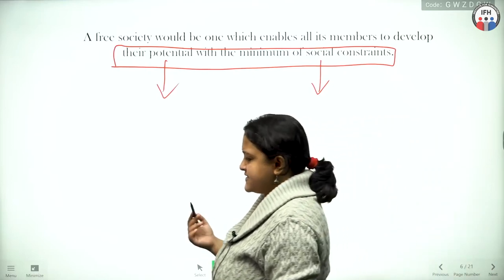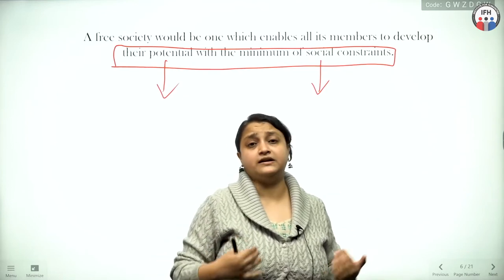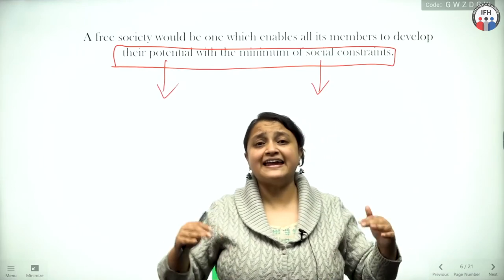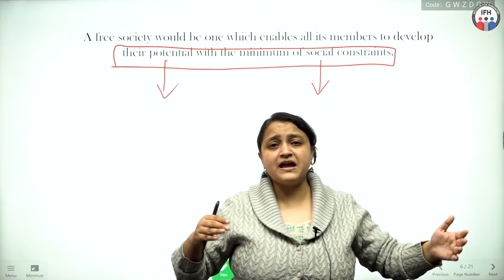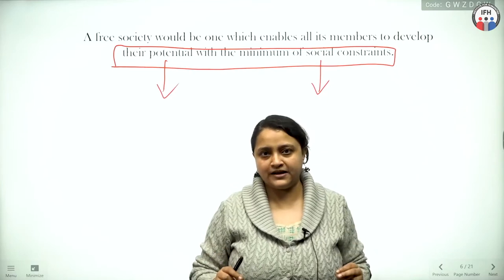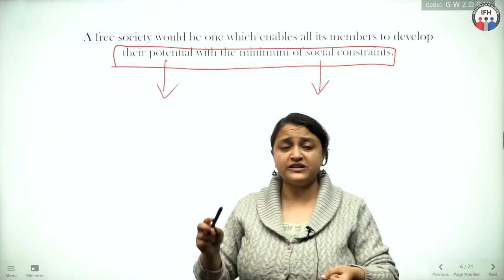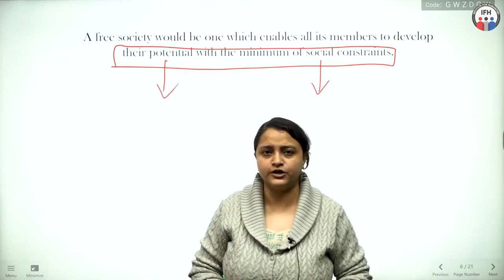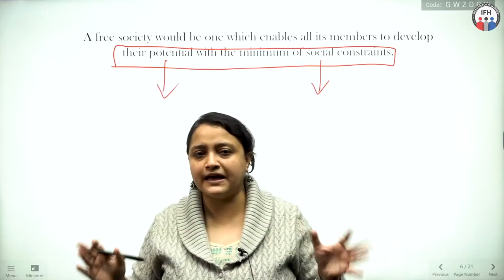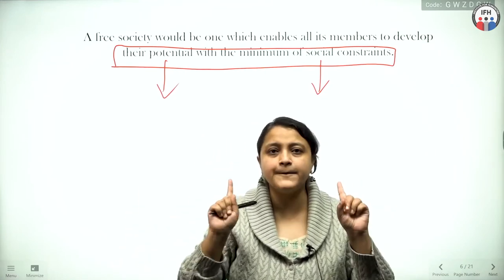Like for example, if I have the talent of being a good dancer, the society should accept the fact that I can dance, right? And I am able to reach that potential of becoming a good dancer. There should be no restriction on me for that. Nobody should tell me that, oh, dancing is only meant for girls and not for boys. Nobody should tell me that dancing is not a good career choice. Dancing does not give economic freedom. So these constraints should not be there on me. Instead, as a free society, I should be able to develop my potential.